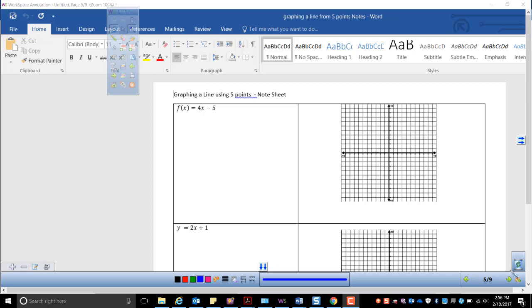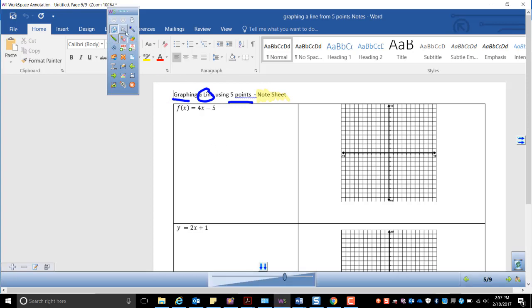Okay guys, so what we're going to do today is look at graphing. We're going to graph a line, and we're going to use 5 points to do that. Make sure right now that you have the note sheet. Make sure it says note sheet right here, because this is where you're going to take notes, and then you'll have your examples for class to do your practice.